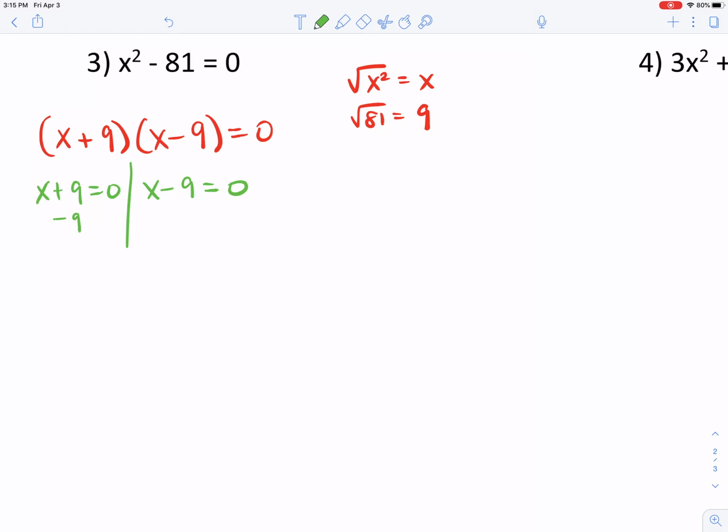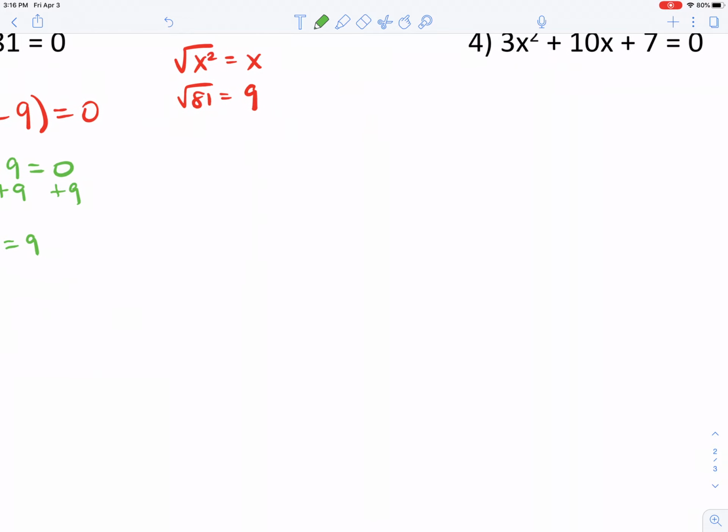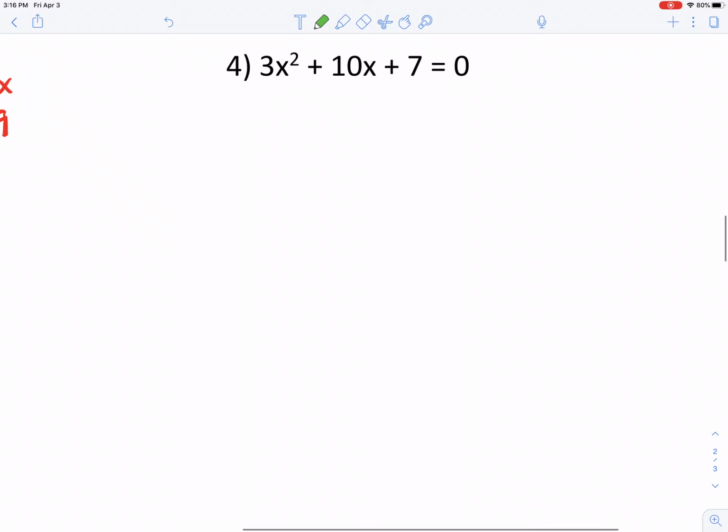If I subtract 9 on both sides, I get x equals negative 9 with the first equation. And if I add 9 to both sides, I get x equals positive 9. Sometimes they would write that as plus or minus 9 in the solution set. Again, you do not have to write that. You could graph it and take a look at what that quadratic would look like as well.